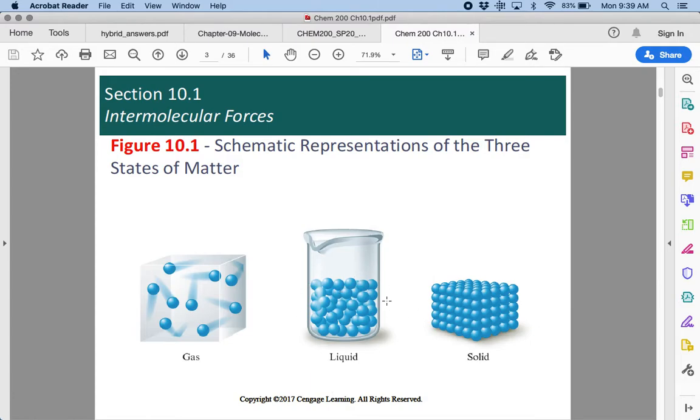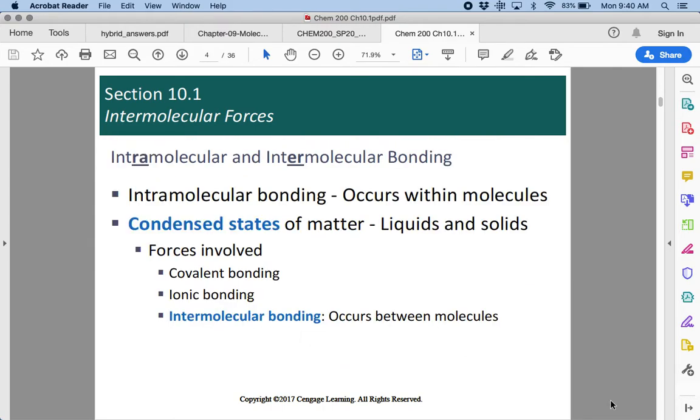If I have a sample of H2O liquid, each individual H2O molecule interacts with the other molecules around it. They're not super tightly compacted, but they're much more closely hanging out together than in the gaseous state. And in a solid state, for example H2O as ice, there's a different way that the molecules interact with each other and pack.